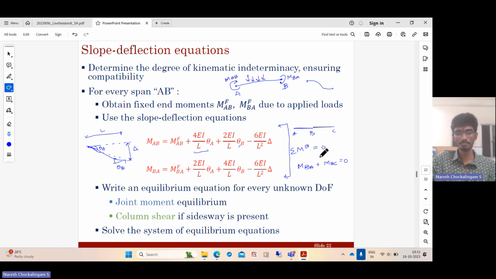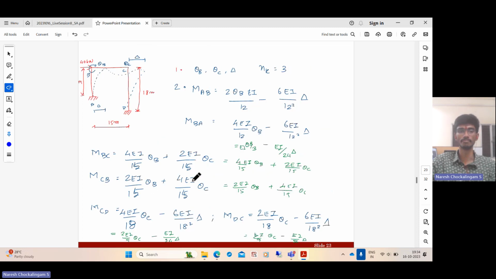Similarly, if it is a sway frame, you just have to determine all the shear forces in terms of the bending moments and then enforce the condition that the equilibrium of forces is satisfied. The resulting system of equations is solved for the unknowns theta A, theta B, and delta. So once we have solved for them, we have the solution. Once we get theta A, theta B, and delta, we can determine the moments. MAB is given by this expression, and we have the complete solution for the problem.